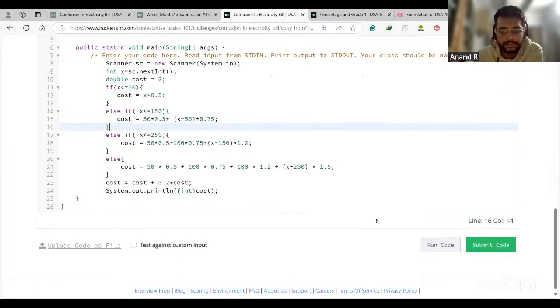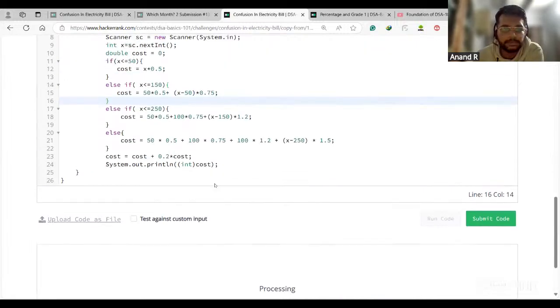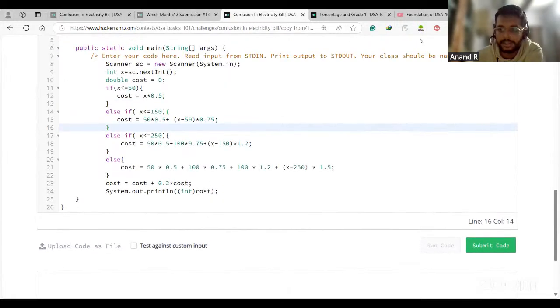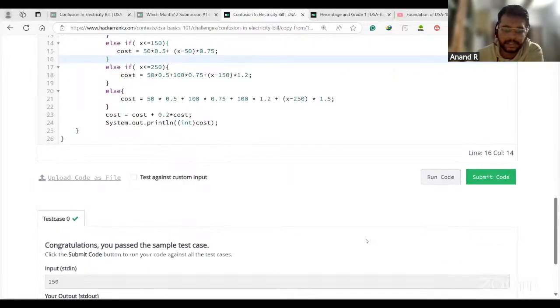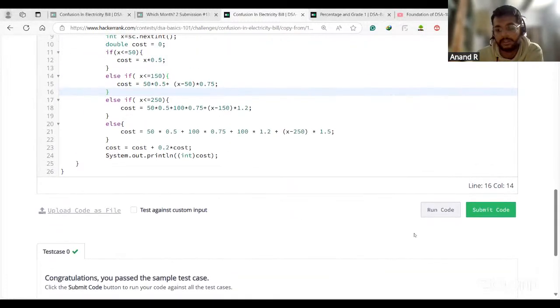I won't say it's an optimization, but it stops you from writing unnecessary conditions which are never going to be executed.